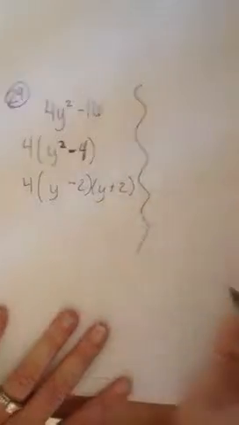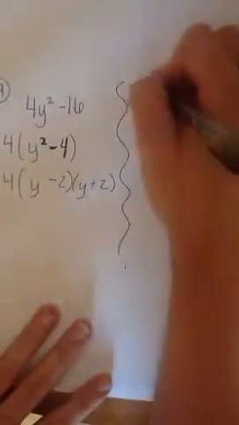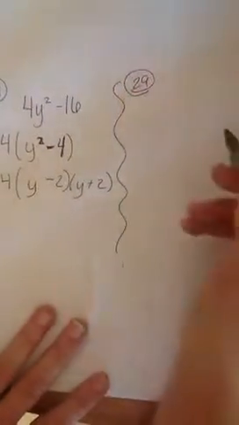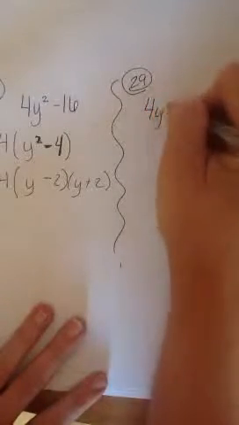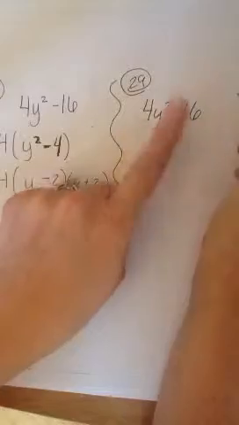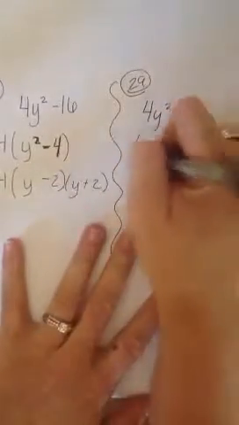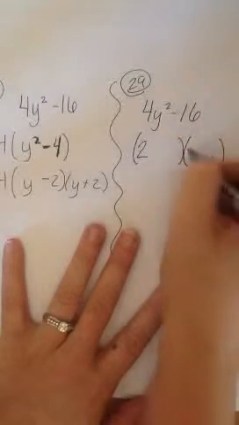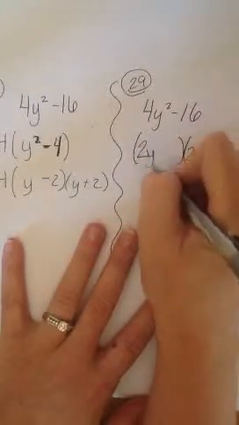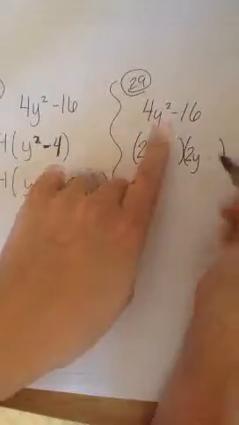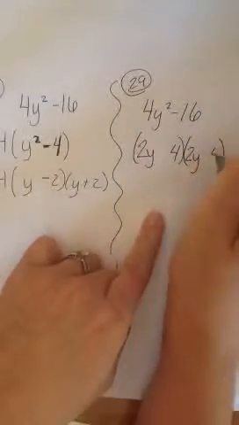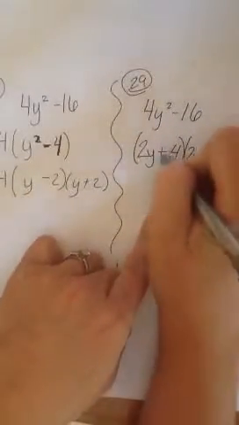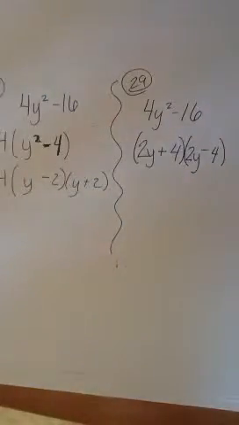Now, if you do this another way, I'm going to show you this. So this is 29, another way. 4y squared minus 16. I bet you looked at this and said perfect square, perfect square, perfect square. And you said you need 2 binomials. 2 times 2 is 4. y times y is y squared. 4 times 4 is 16. 1 negative, 1 positive. Nothing's wrong with that.